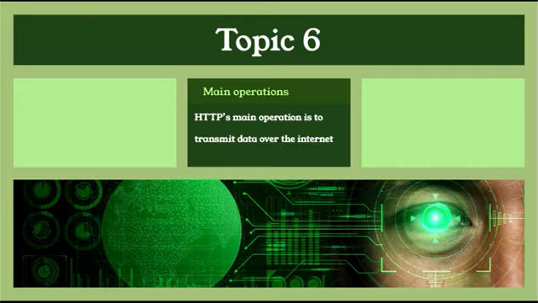Topic 6, main operations. HTTP's main operation is to transmit data over the internet, and it has different methods to do so. Like I mentioned before, get, post, put are some of them, but there's also delete, head, and patch. Get retrieves data from the server. Post sends data to the server to create a new resource. Put updates an existing resource on the server. Delete removes the resource from the server. Head retrieves only the headers of the response without the actual data, and patch partially updates an existing resource.